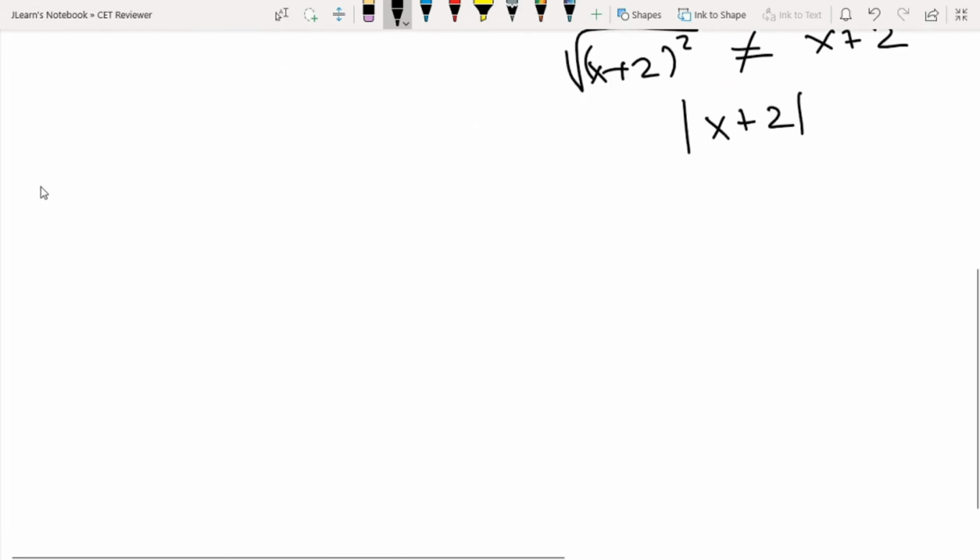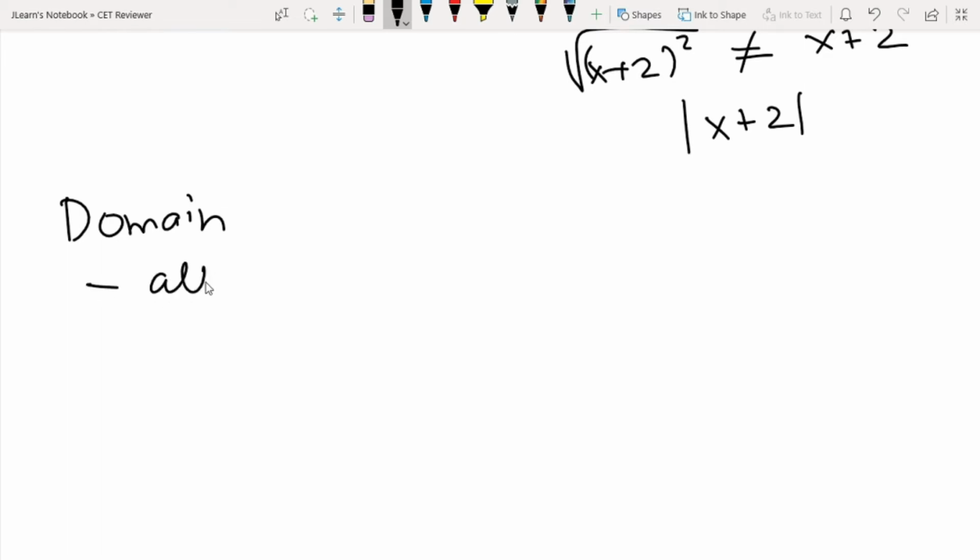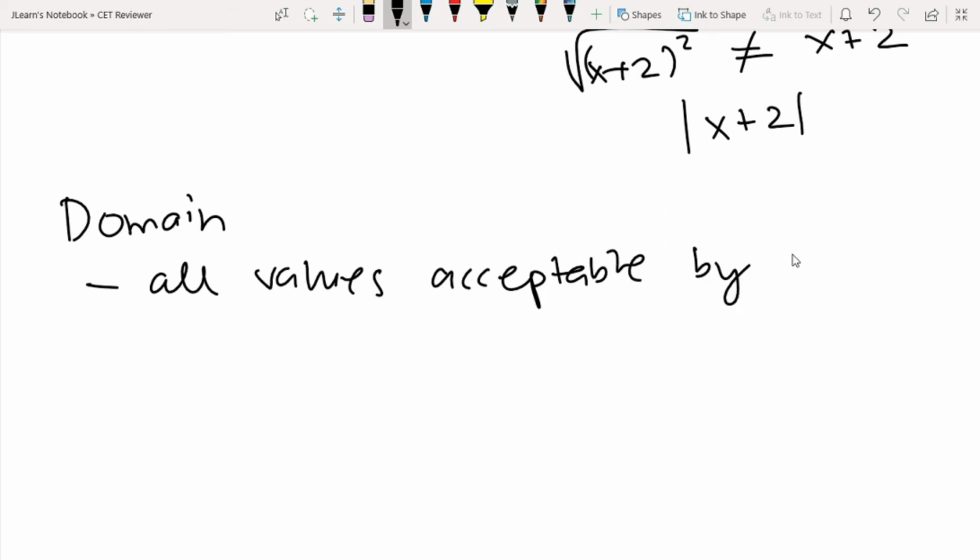So again, in radical equations, just like rational expressions, meron tayong idea ng domain, no? And just like yung idea ng domains sa mga rational expressions, ito ay basically all values na kayang i-take ng acceptable by the radical expression.